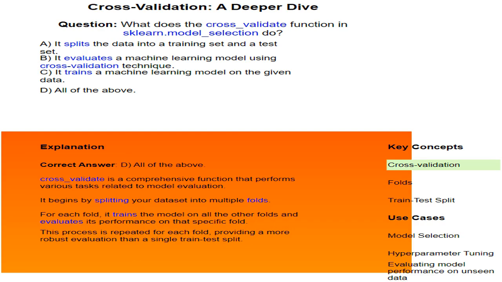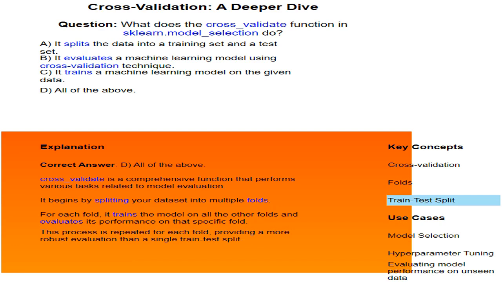All of the above. Cross-validation, a technique used to evaluate the performance of a machine learning model by splitting the data into multiple folds and training and evaluating the model on different combinations of folds. This helps in getting a more robust estimate of the model's performance on unseen data. Uses: model selection, hyperparameter tuning, evaluating model performance on unseen data. Folds, the subsets of the data that are created during cross-validation. Each fold is used for both training and testing the model.